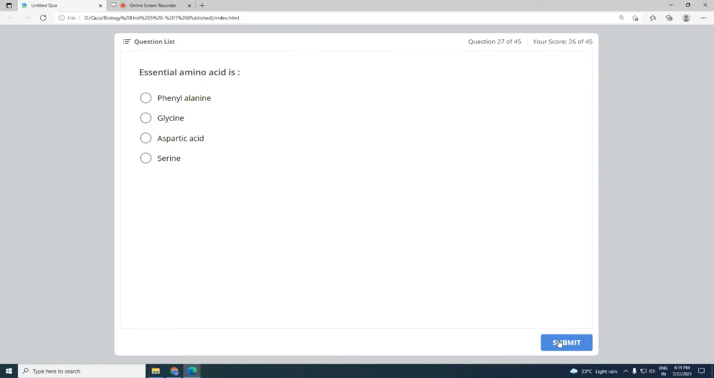The next question, 27th question. Essential amino acid is phenylalanine, glycine, aspartic acid, serine. The right answer for question number 27 is phenylalanine.